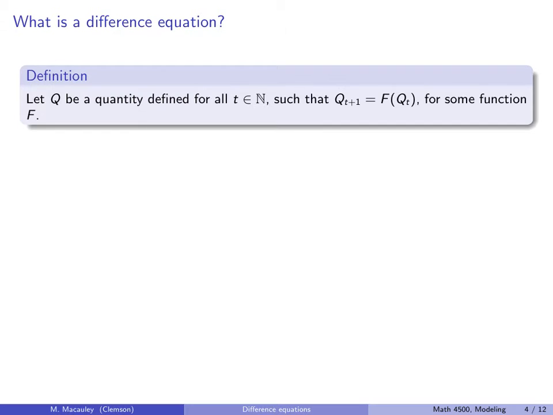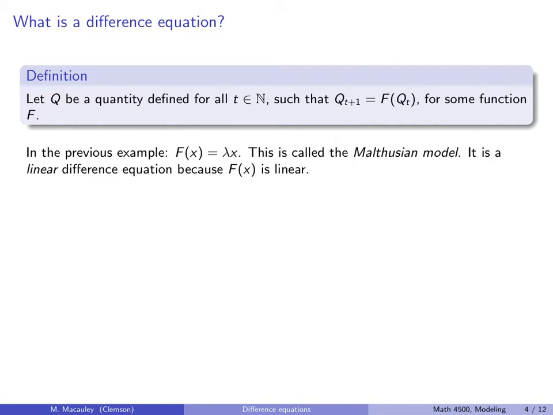So Q is a quantity defined for all integers. So think of it as a quantity defined for every day or every year. Not necessarily for half integers or for rational numbers or irrational numbers. So at every time, instead of going continuously, time is jumping like this. And the quantity at, I should say, tomorrow, is some simple function of the quantity today for some function f.